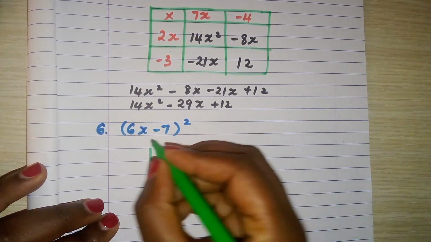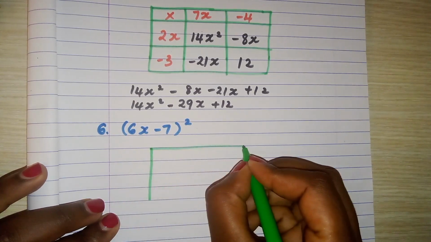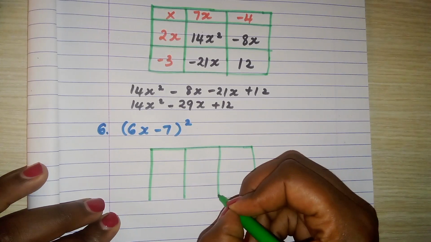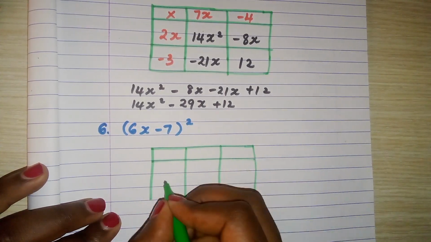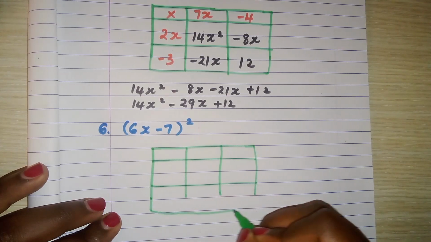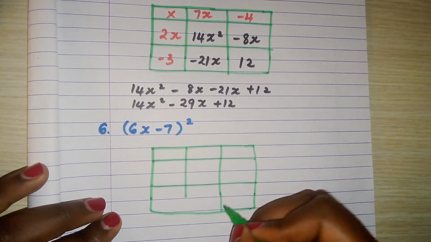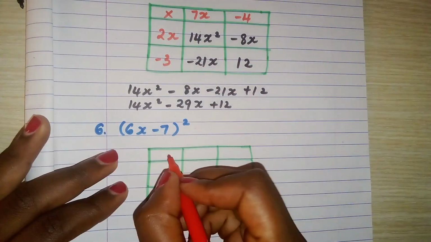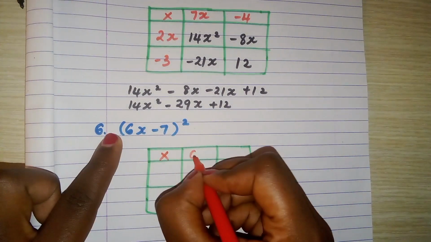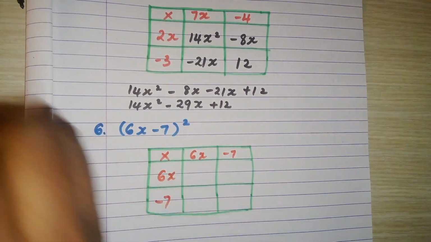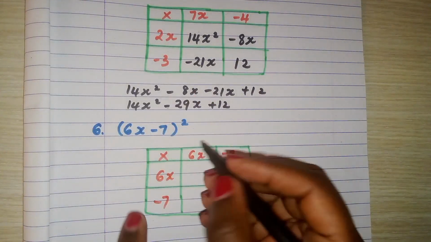So we know it's this one times itself, isn't it? So we draw the grid. Then we put our columns and rows. So what are we doing? We're doing times, and then we do 6x negative 7 and another 6x negative 7. So let's go ahead and multiply.